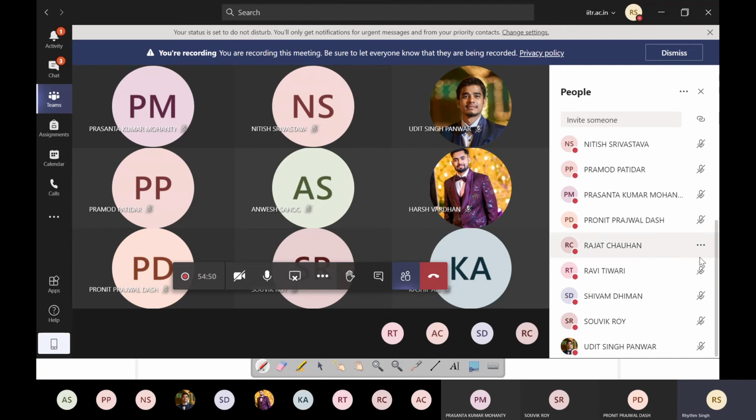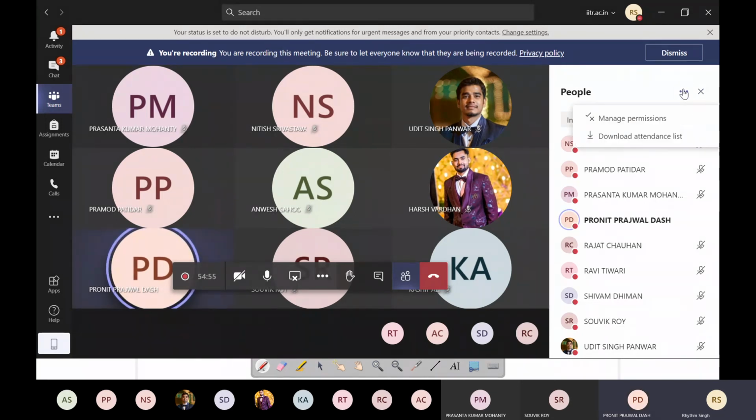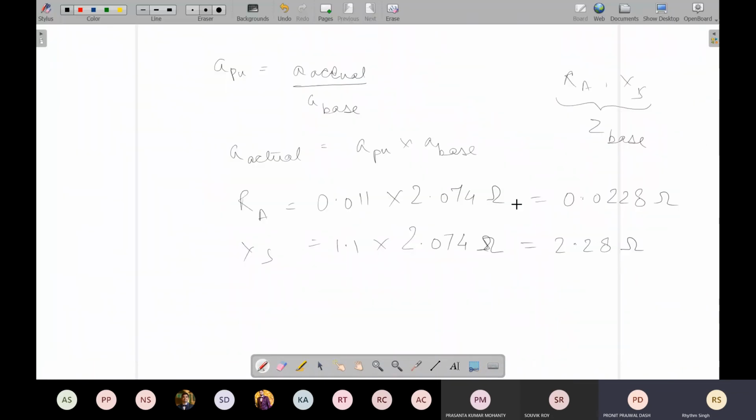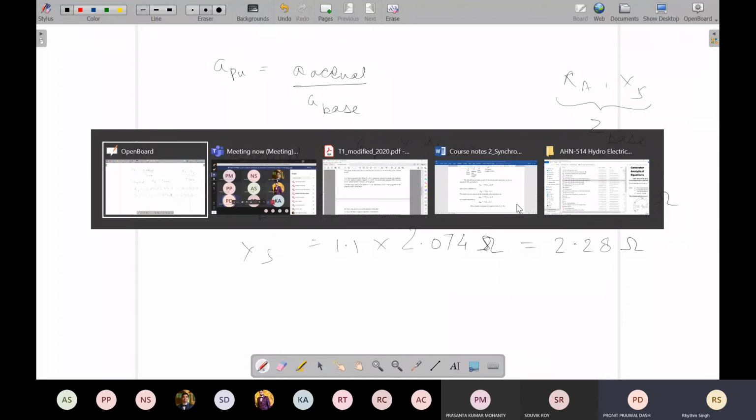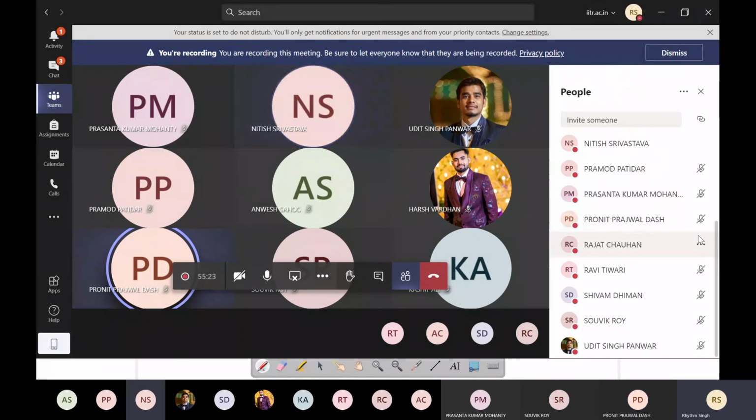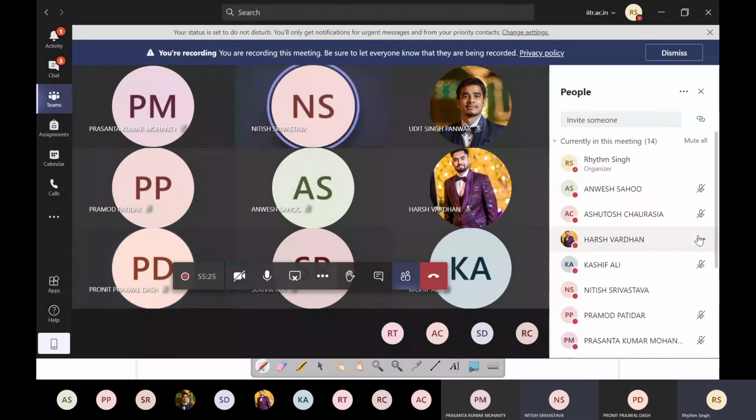So any question, anyone? Sir, can you please show the board again? Okay. Hope it is clear. Who is that now? Nitish. Yes, Nitish.